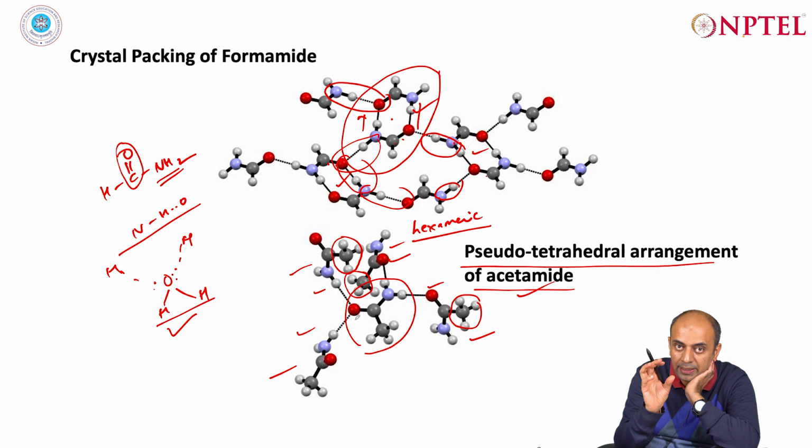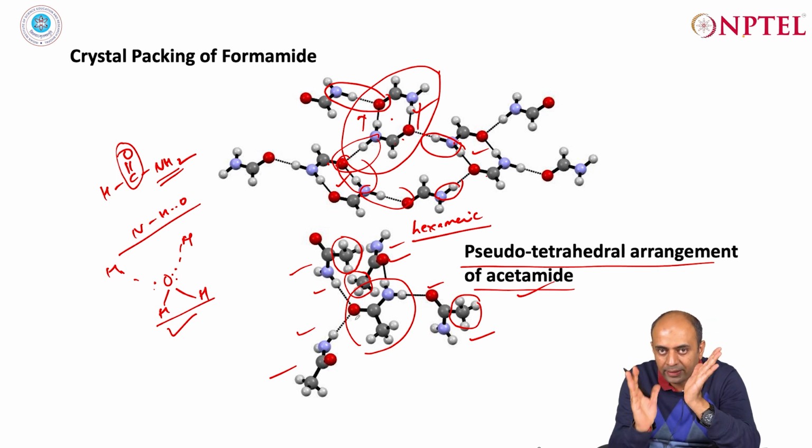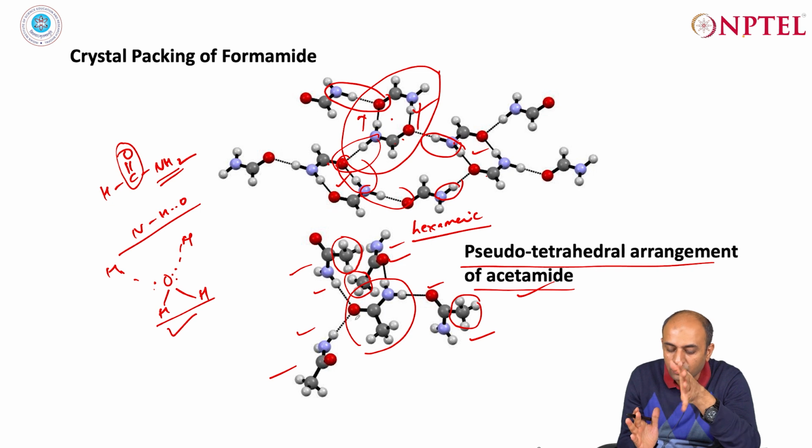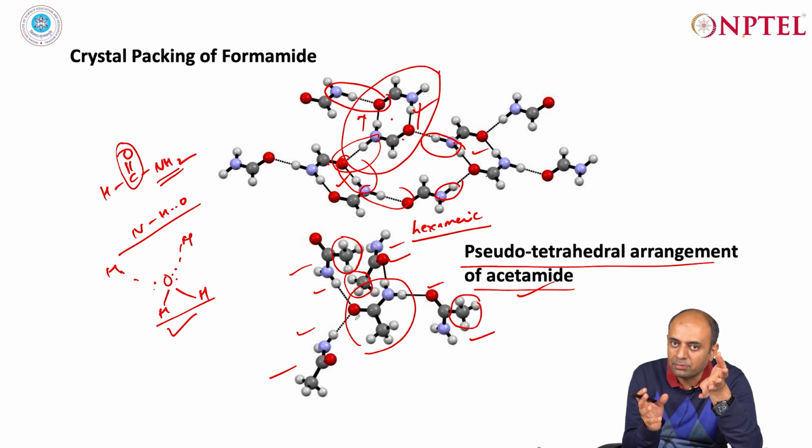So just like methane, which has four C-H covalent bonds and forms a tetrahedral arrangement, or the water molecule, or ammonia, similarly, when hydrogen bonding association takes place, they tend to form tetrahedral arrangements which are reminiscent of the covalent arrangements in covalently bonded species.